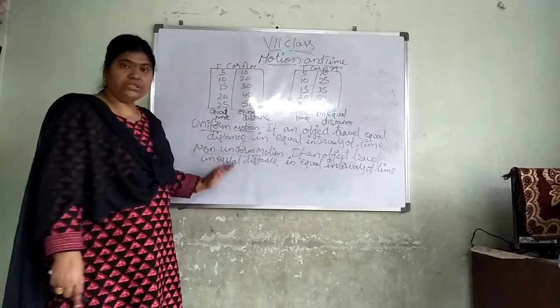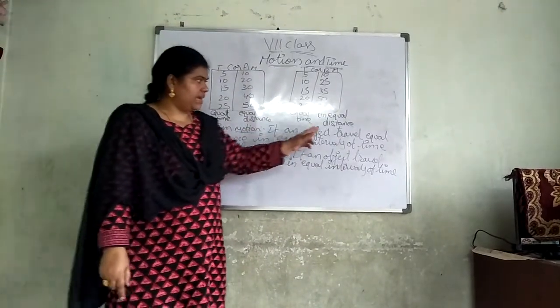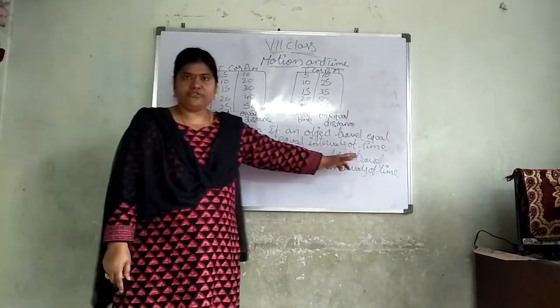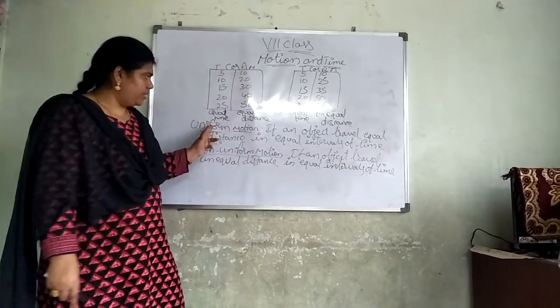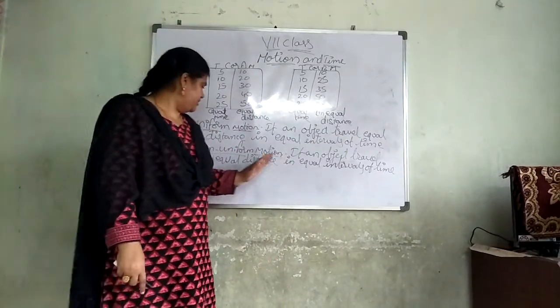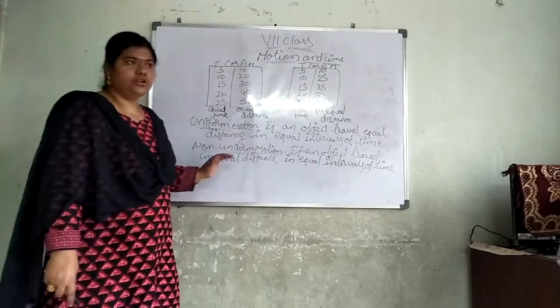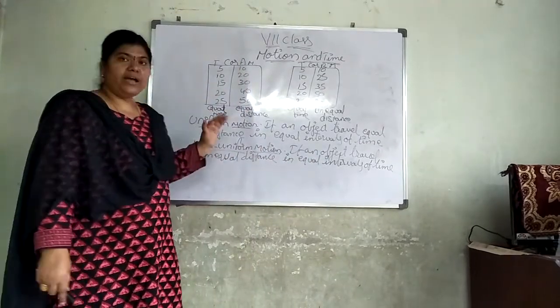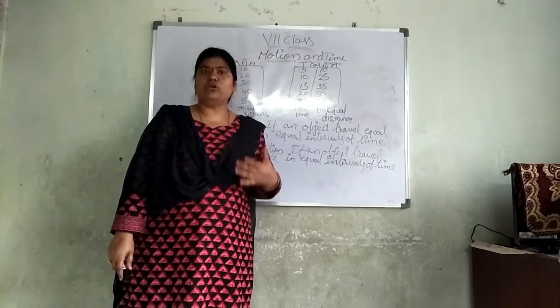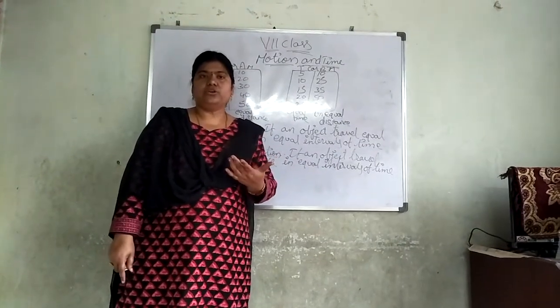And see, the definitions are very important. If an object travels equal distance in equal intervals of time, it is called uniform motion. If an object travels unequal distance in equal intervals of time, that is called non-uniform motion. And tomorrow I will give a few examples of uniform and non-uniform motion. You have to write about that.